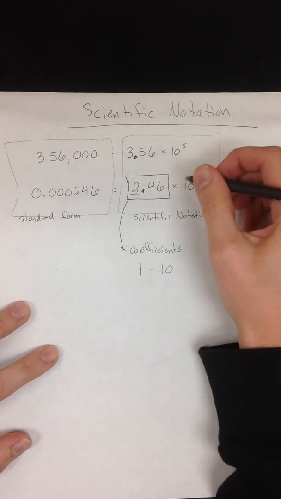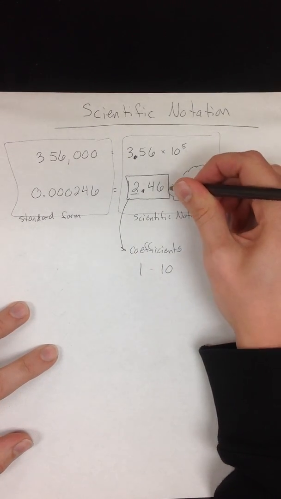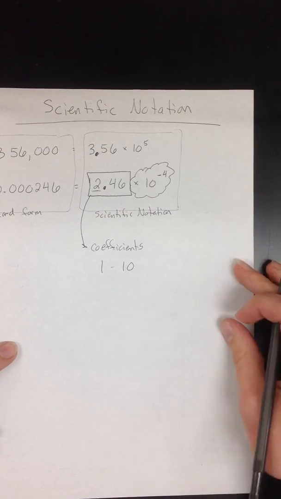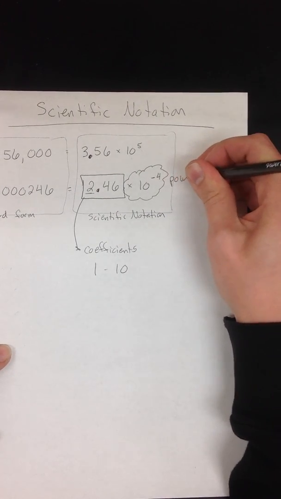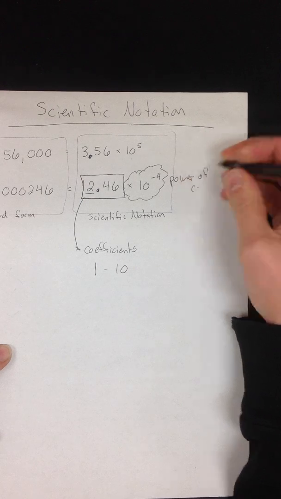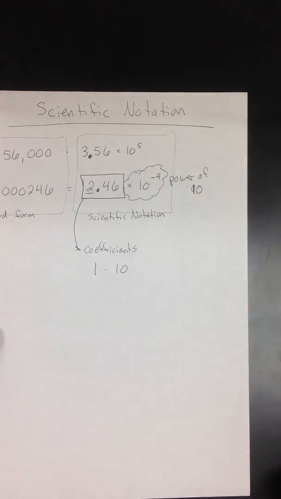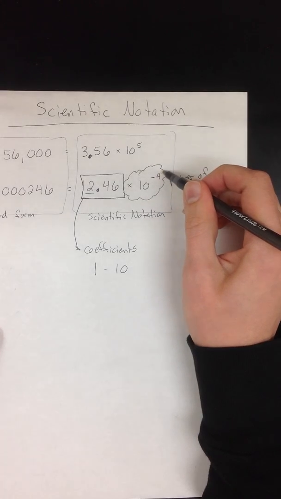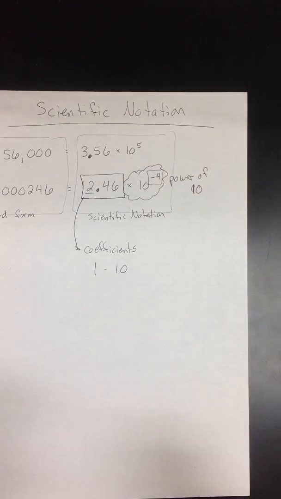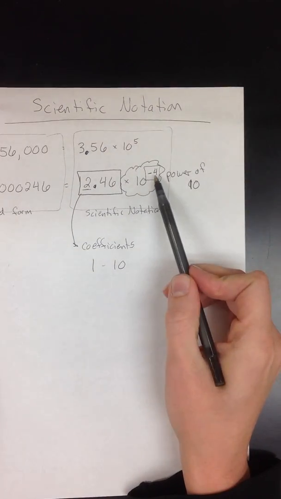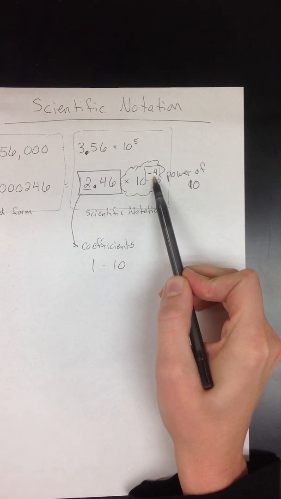The other component of your scientific notation is this times 10 to some power. This is our power of 10. That's what we call that. This exponent, this number right here, is going to indicate how many times we've moved our decimal place. It will also tell us what direction we've moved our decimal place. That's what I'm going to be getting more into, more in depth in a moment. But for right now, that's our power of 10 and our exponent. It tells us how many times we've moved our decimal.